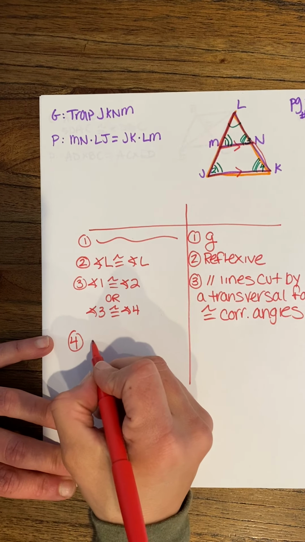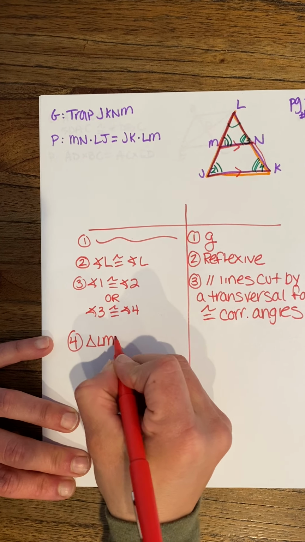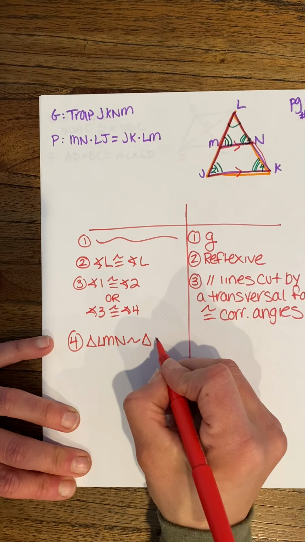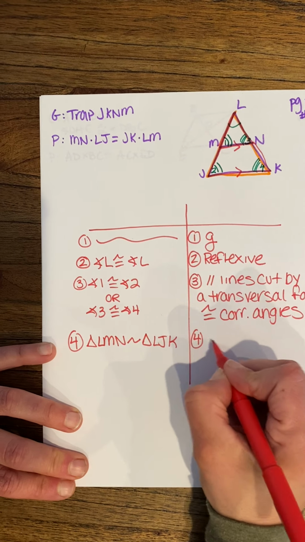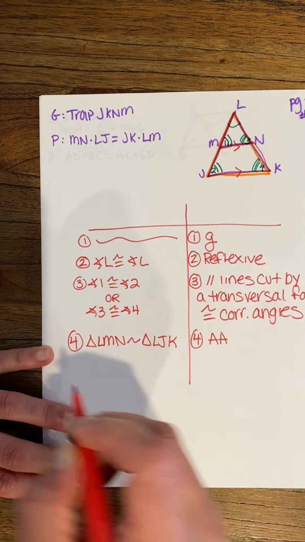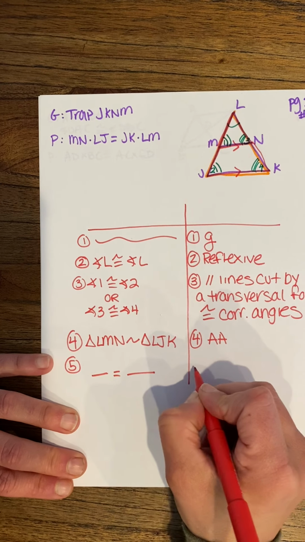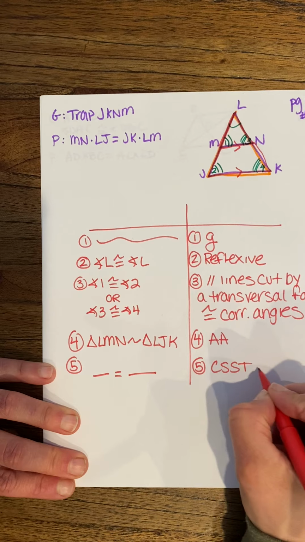Okay, so once I know I have AA, whichever form I did, I'm going to say the triangles are similar. So I'll start with the little guy. Triangle LMN is similar to triangle, if I go in the same order, LJK. Again, the reason for similar is always AA. I know after AA, I can always state the proportion, right? And I know the proportion's reason is always going to be CSSTP.